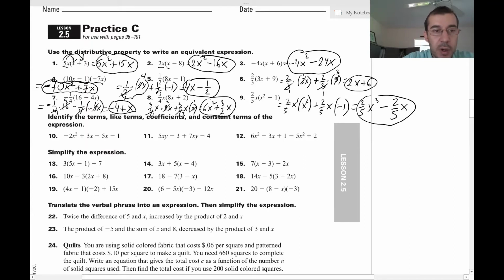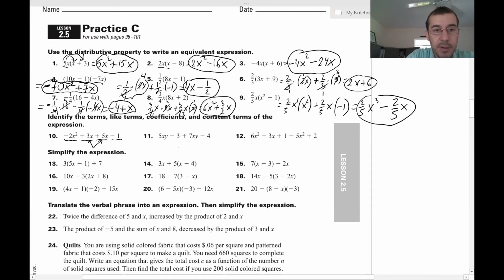Number 10, 11, and 12, we just have to identify the terms, like terms, coefficients, and constant terms of the expression. So the terms are minus 2x squared plus 3x plus 5x minus 1. All 4, right? We have 4 terms. Like terms, however, are terms that we can add up. So x squared, there is no other x squared, so that's not a like term. Then 3x and 5x, yes, we can add up those, so those are like terms. And that's it. We have just one constant. If we had one more constant, then the two constants would be like terms.